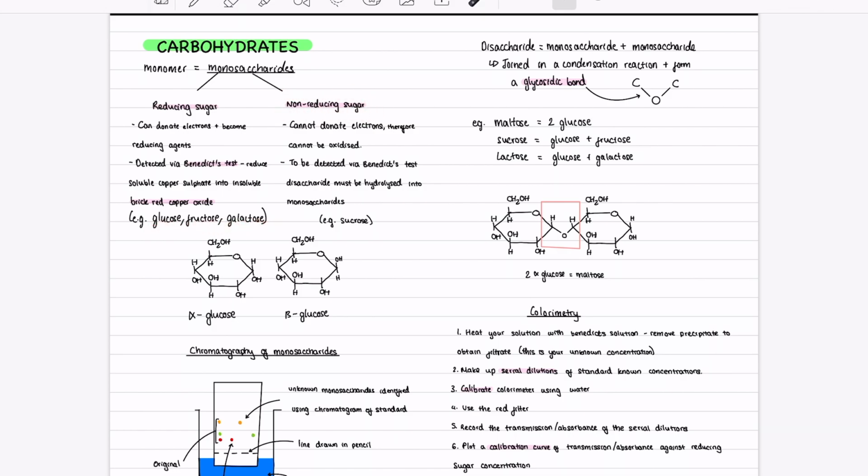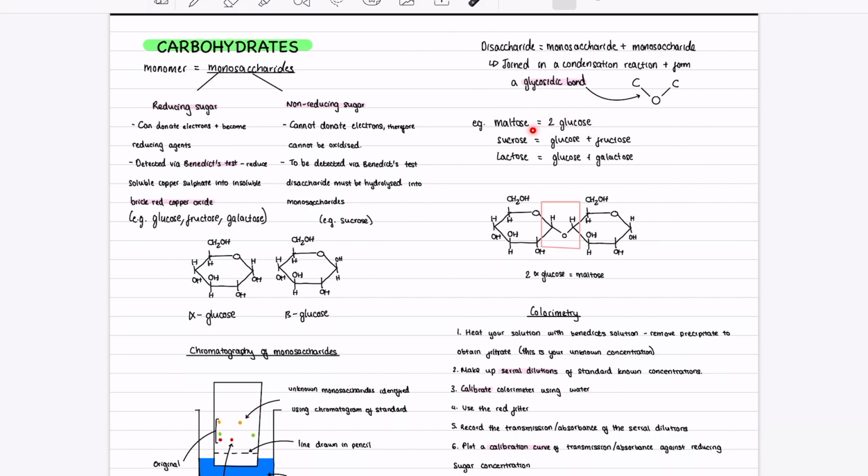Non-reducing sugars cannot donate their electrons, so to be detected via the Benedict's test, the disaccharides must first be hydrolyzed. Sucrose is an example of a non-reducing sugar. When two monosaccharides join together via a condensation reaction, a glycosidic bond is formed. The resulting molecule is called a disaccharide.